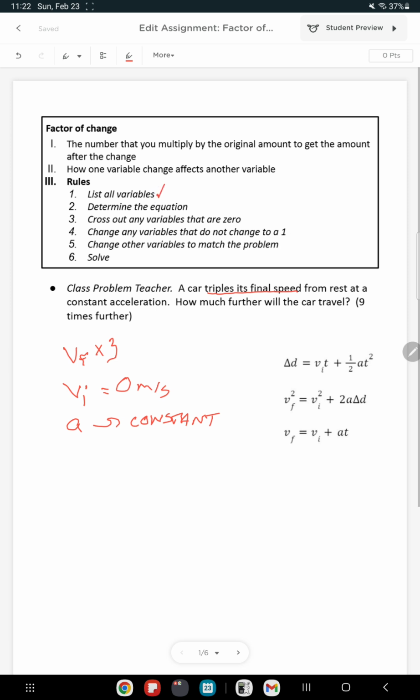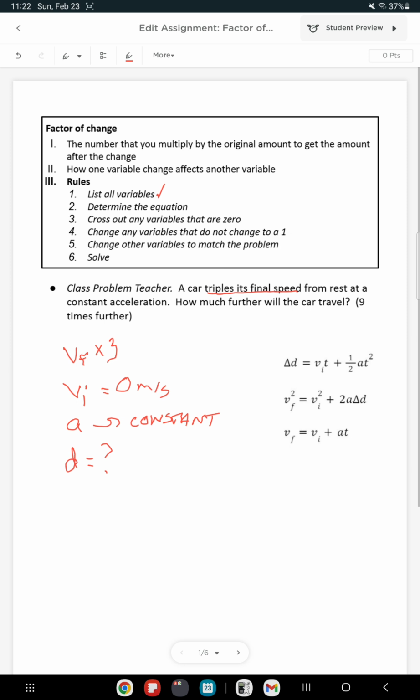Now, but like I said, factor of change questions do not have actual numbers, but you'll still treat them. They still sound like a problem. How much further will the car travel? Well, there's my unknown, my D. So I'm going to write D equals question mark. So I have my variables like I would.